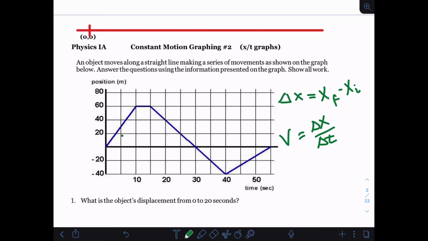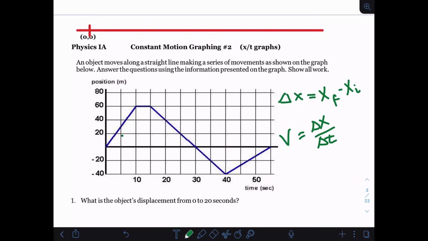Hi everybody, Mr. Nichols here, and I'd like to spend some time talking about graphing of constant motion, position time graphs, and the information you can extract from a position time graph, namely displacement, distance, average velocity, and average speed.